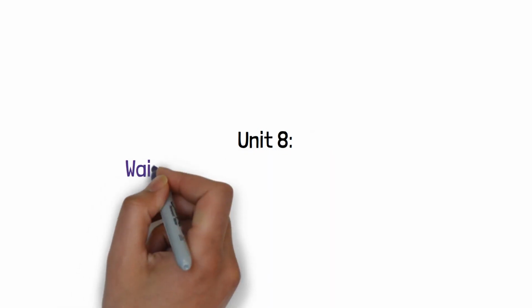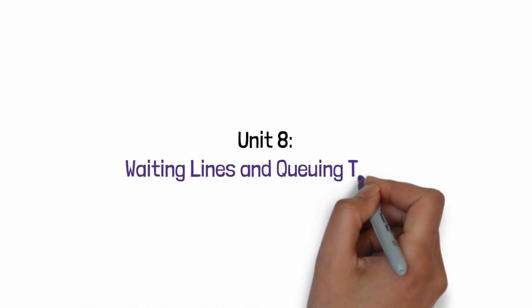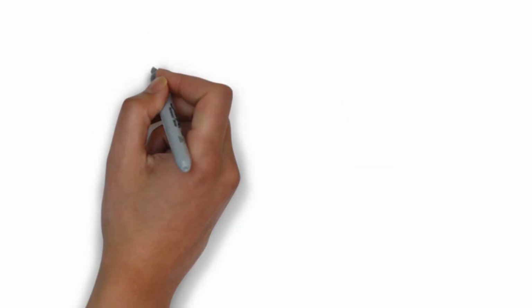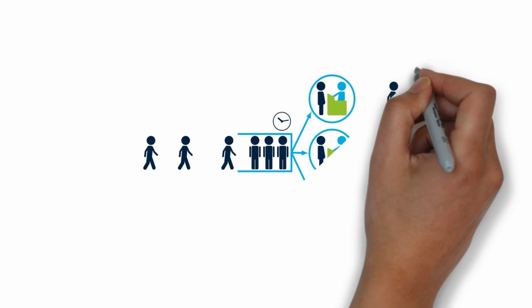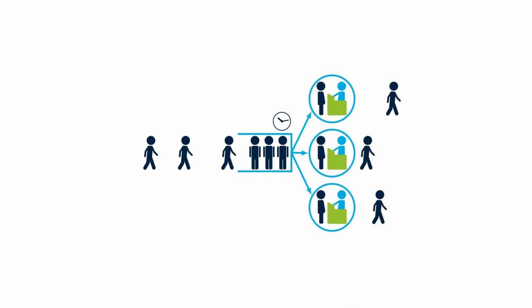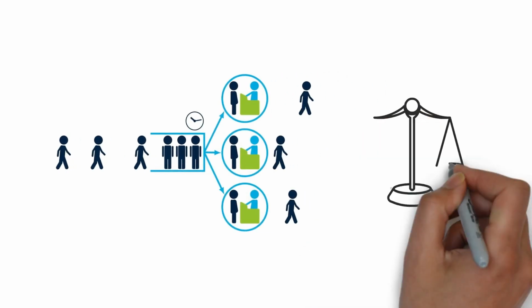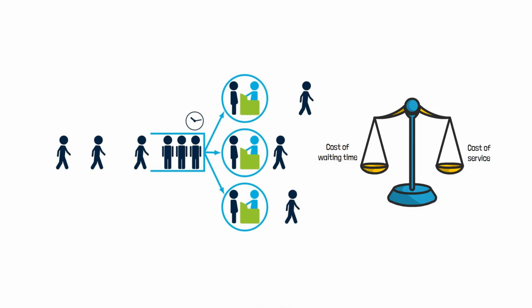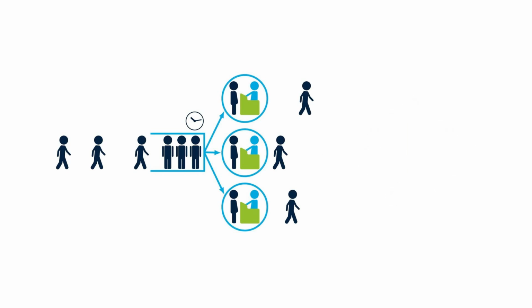Unit 8. Waiting lines and queuing theory. Waiting lines and queuing theory are critical components of operations management, helping businesses analyze and optimize their service systems. One of the fundamental concepts in queuing theory is the trade-off between the cost of waiting time and the cost of service. Businesses must balance these costs to provide efficient service without incurring excessive expenses.